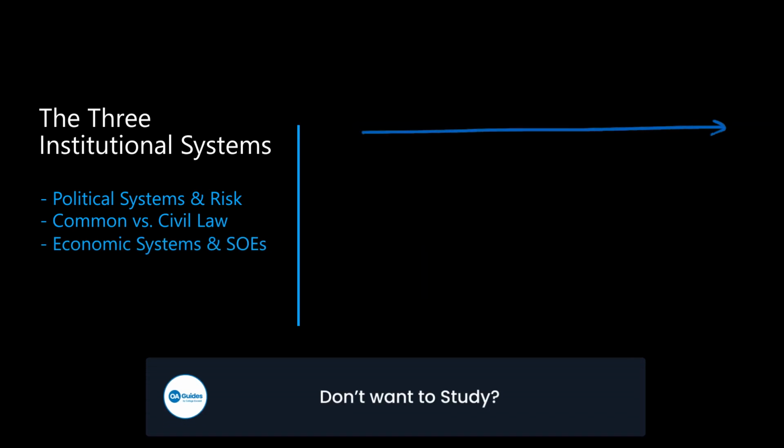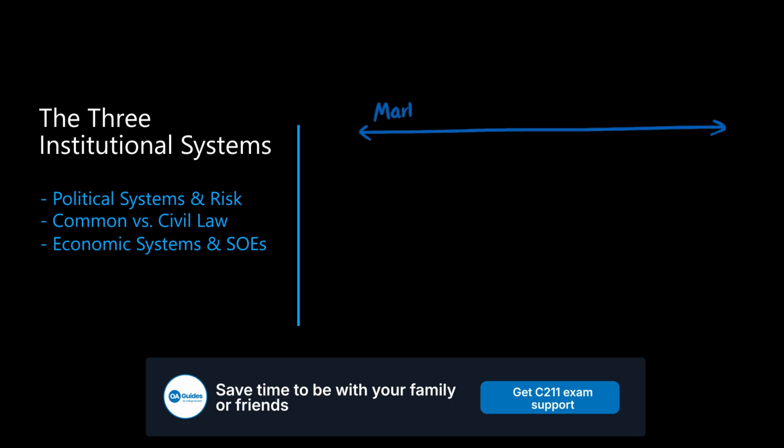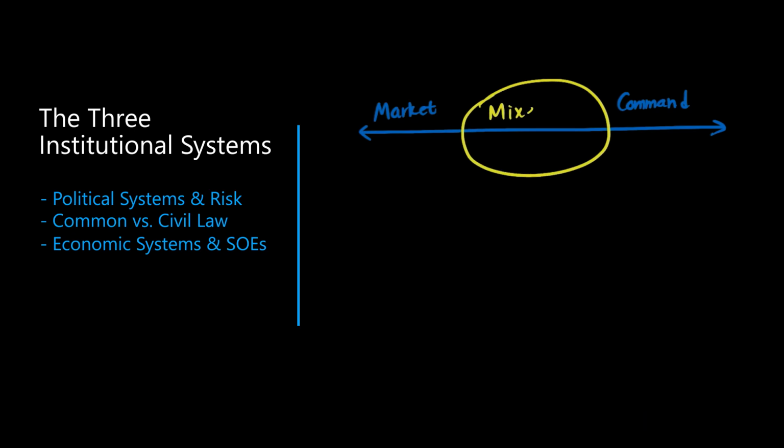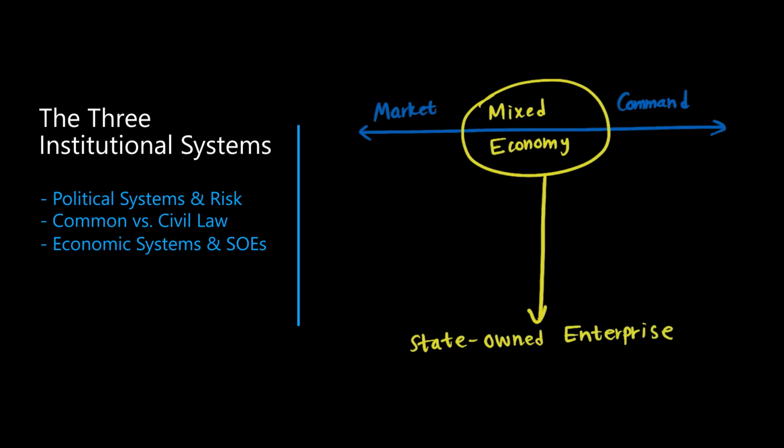Third, economic systems. This is a spectrum from a pure market economy driven by supply and demand to a pure command economy where the government controls everything. Most countries are a mixed economy. A key feature of mixed economies you need to know is the state-owned enterprise, SOE. These are firms that are at least partially owned by the state. They can be your biggest competitor or your most important customer, but they often operate with different goals than a private company, like maintaining employment instead of maximizing profit.